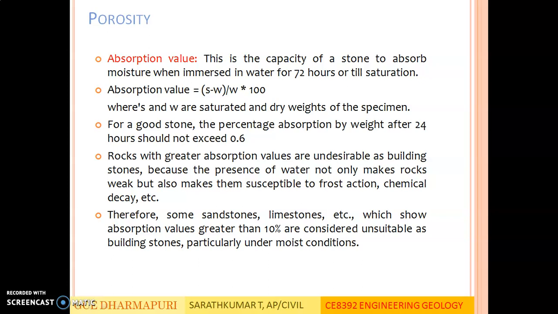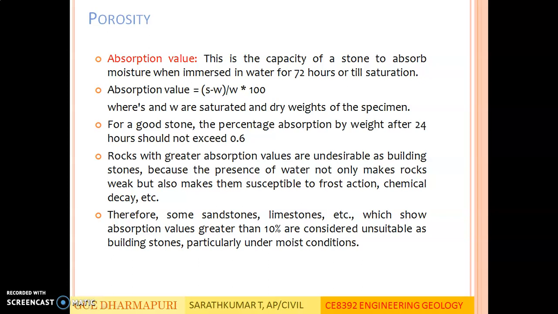The porosity of the rock is indirectly found using the absorption value test. This is the capacity of a stone to absorb moisture when immersed in water for 72 hours or till saturation. Absorption value is saturated weight minus dry weight divided by initial dry weight, and for percentage it is multiplied by 100. For a good stone, the percentage absorption by weight after 24 hours should not exceed 0.6%. Rocks with greater absorption values are undesirable as building stones because the presence of water not only makes rocks weak but also makes them susceptible to frost action, chemical decay, etc.